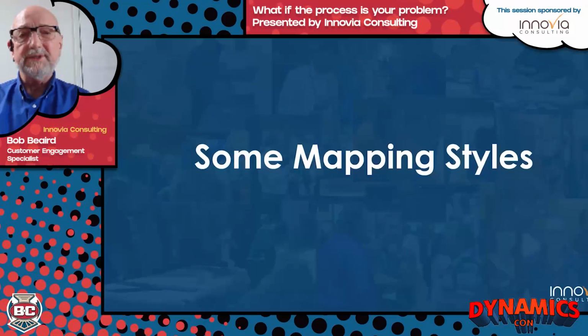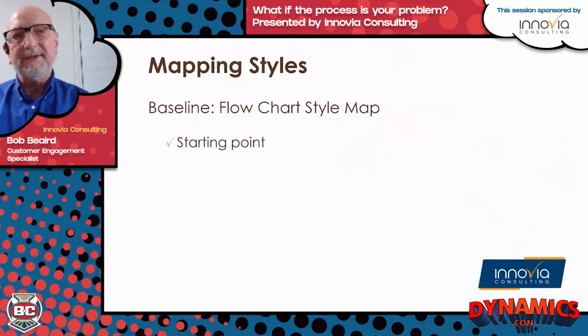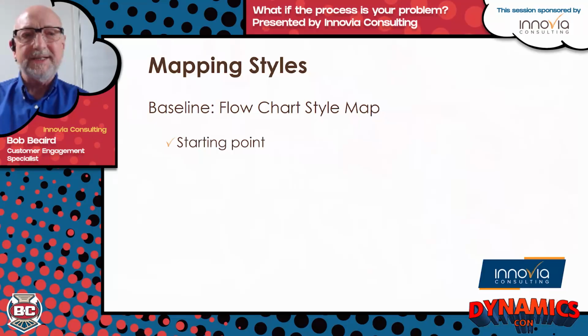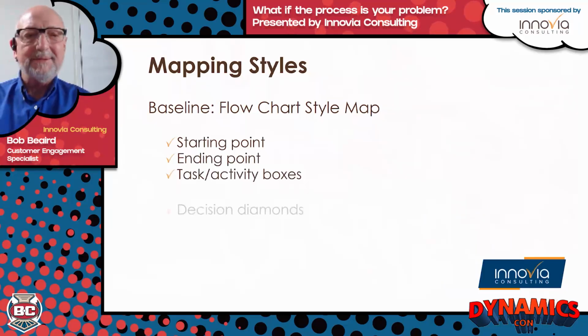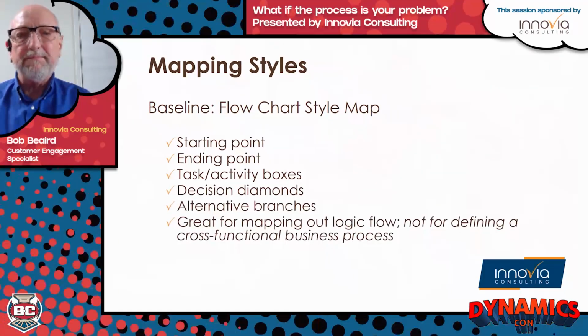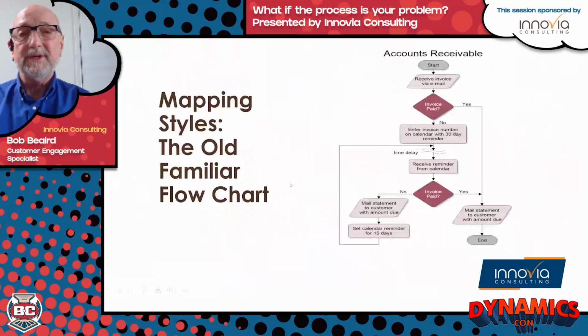So let's talk about some mapping styles. The first style I'm going to talk about is your basic flowchart map. When I ask people at in-person conferences, almost everybody raises their hand and they know this. This is where you've got a starting point, an ending point, some task activity boxes, decision diamonds, alternative branches. It's great for mapping out logic flow, maybe within a program or just decision-making logic, but it's not great for defining a cross-functional business process.